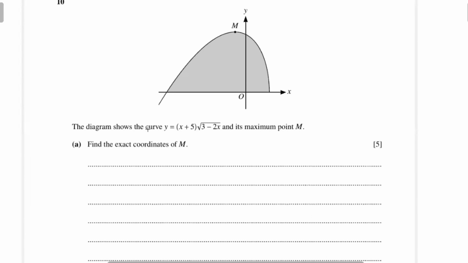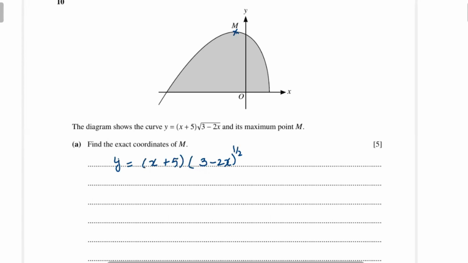Question number 10. The diagram shows the curve y equal to x plus 5 into square root of 3 minus 2x, and a maximum point M. Find the exact coordinates of M. You see here, this is the equation of the curve y equal to x plus 5 into 3 minus 2x power 1 over 2. We write it as this equation. To find the maximum point, you see here, this is the maximum point M. The gradient of tangent at this point will be 0.